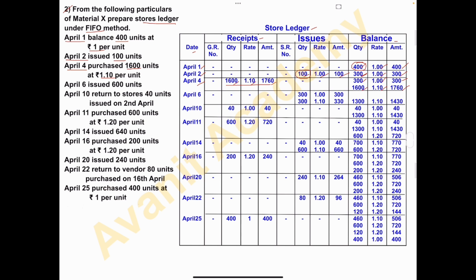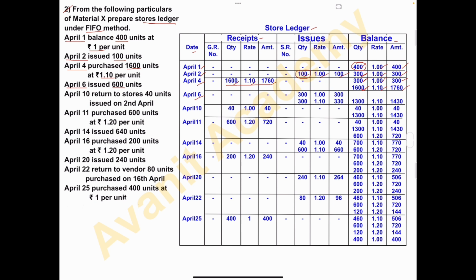Next is on April 6th. Issued 600 units. See the solution. Receipts nil. Before issuing the goods, see the balance. We have 300 units stock and 1,600 stock. On 6th April, we have to issue 600 units. So directly we can't issue 600 units because in balance we have two different kinds of stock. One is 300 and another is 1600.